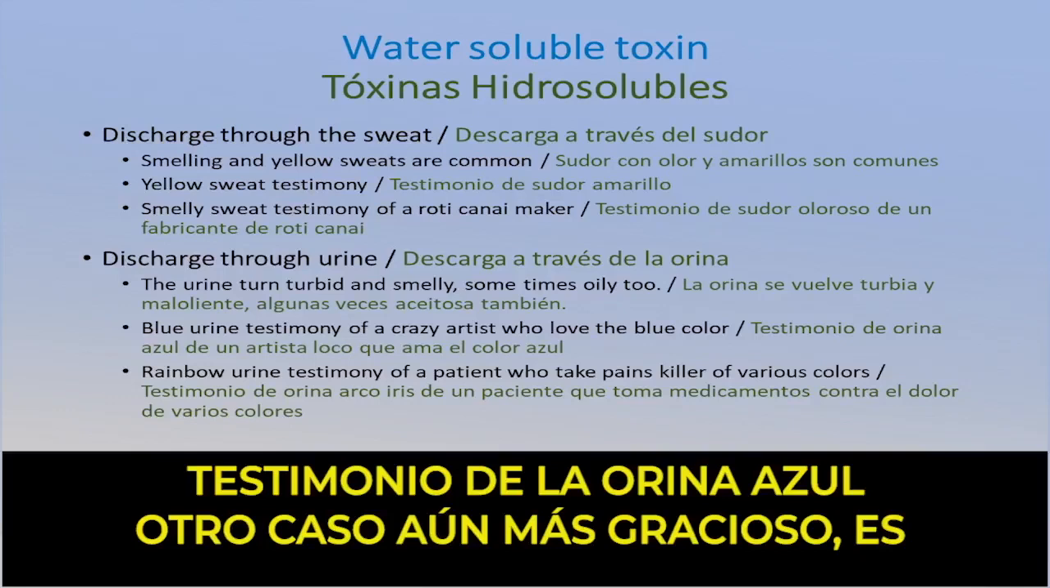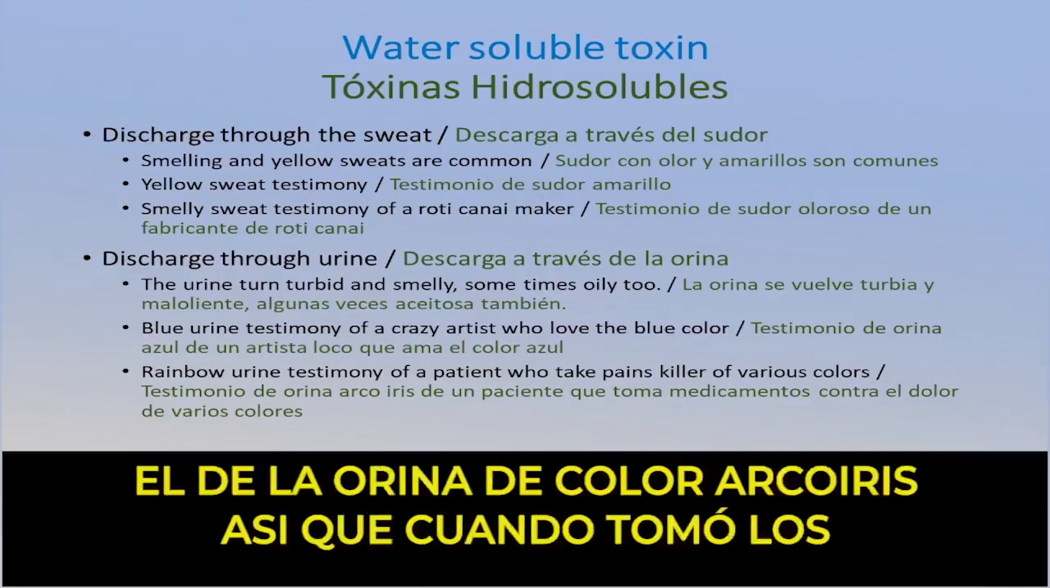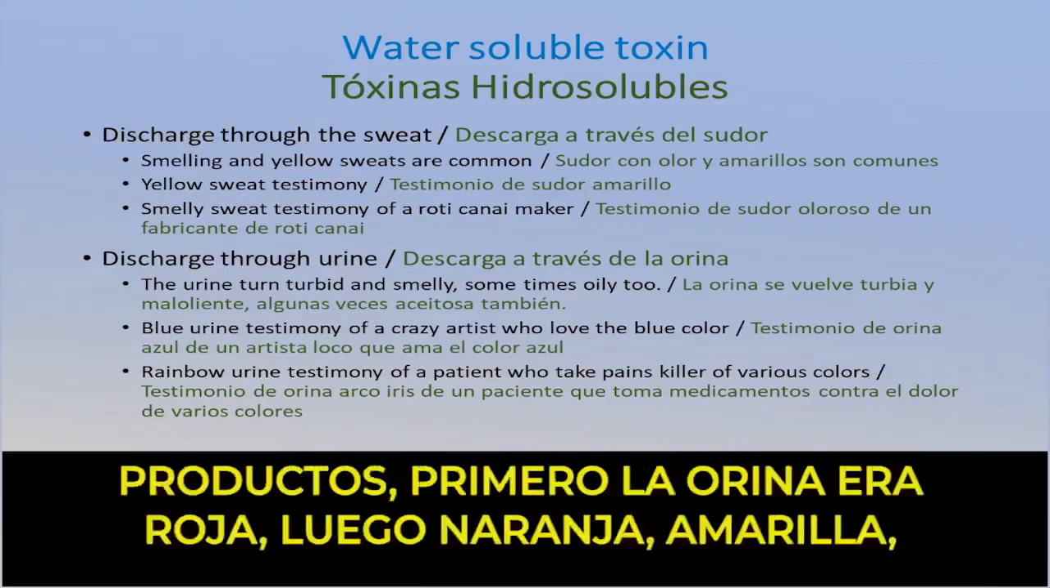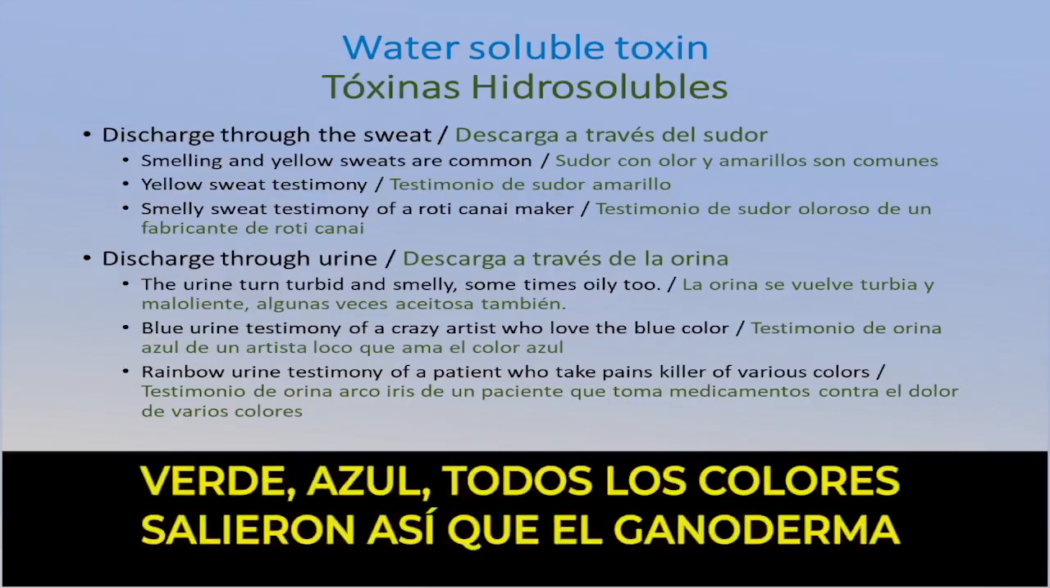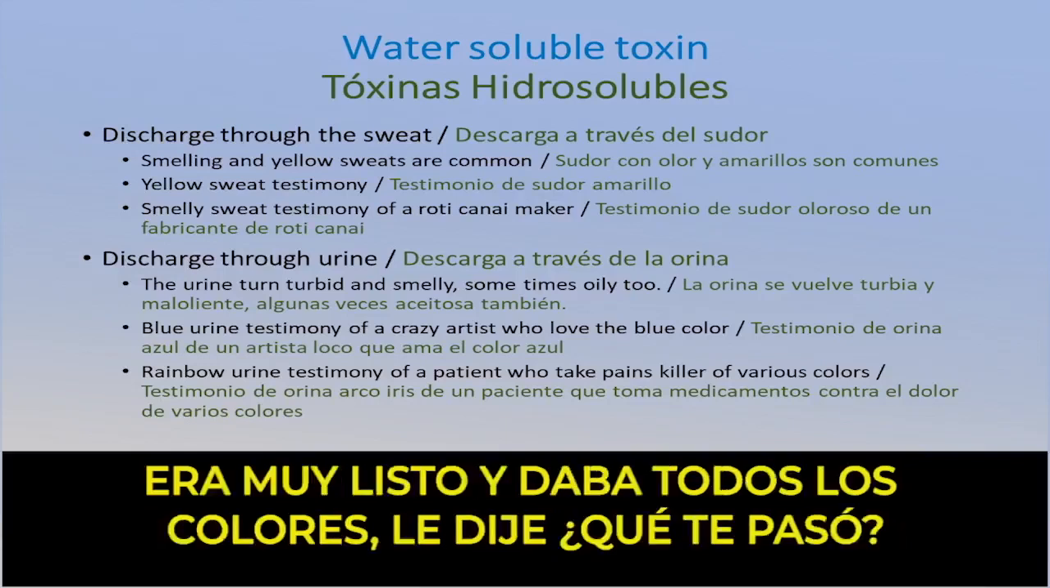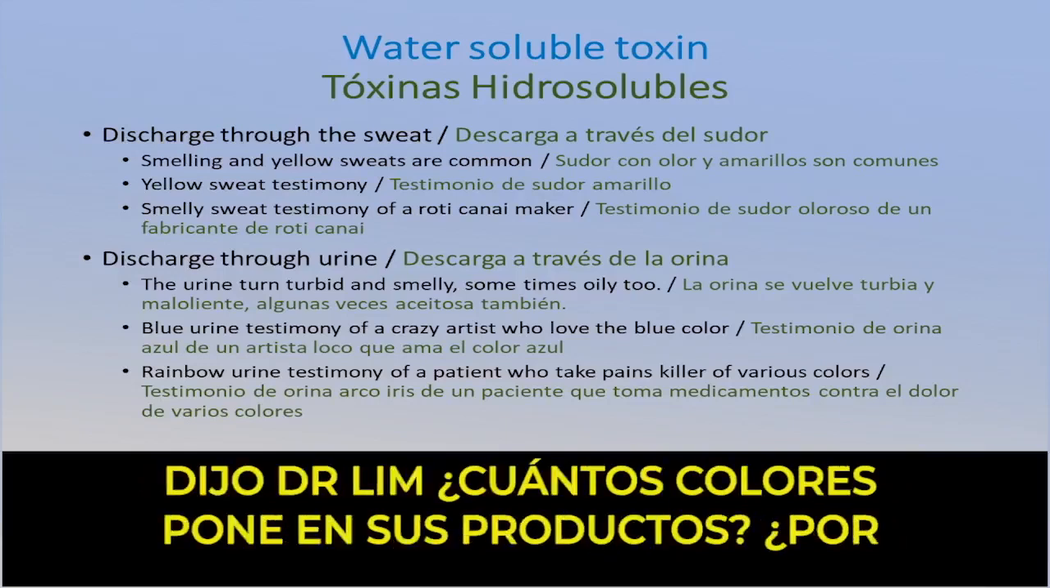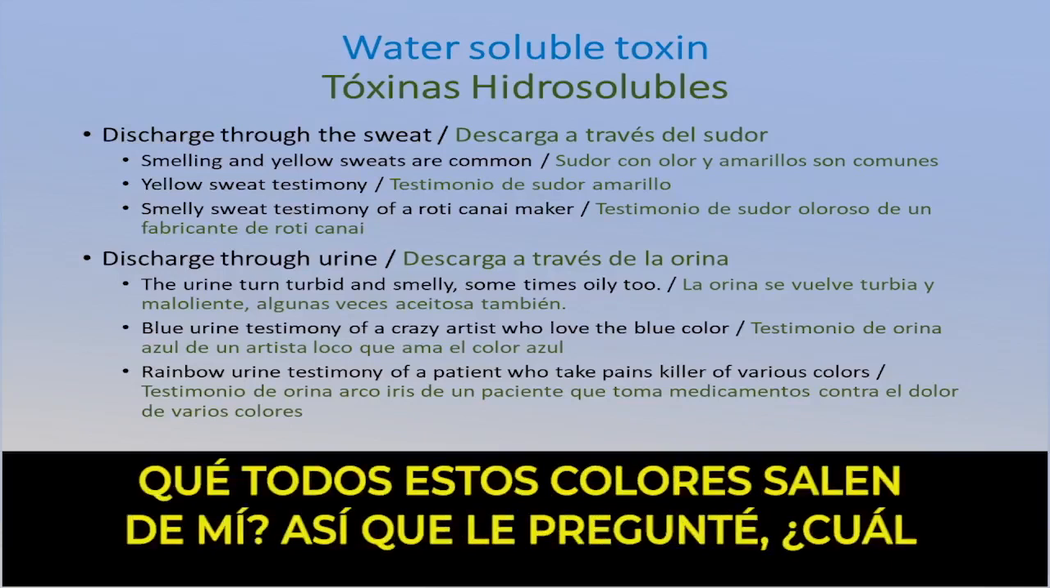Then another case is even more funny, the rainbow urine. When you take the products, first the urine is reddish in color, and then after orange, after yellow, after green color, blue color, you name it, all the colors of the urine one by one come out. So I think our Ganoderma is also very clever, it can sort out all the colors. He said, what happened to me, Dr. Lim? I don't see any color in your products now. Why are all these colors coming from me?